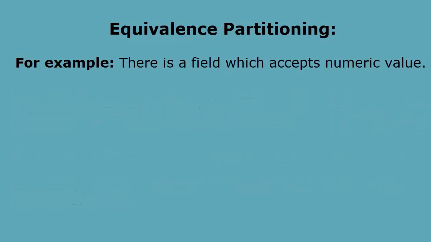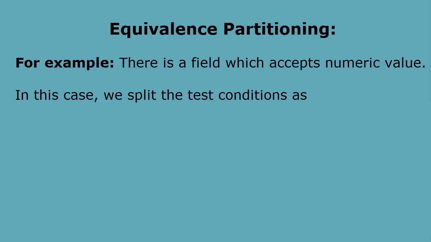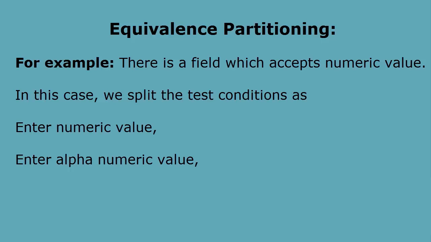For example, there is a field which accepts numeric value. In this case, we split the test conditions as enter numeric value, enter alphanumeric value, enter alphabets, and so on. We need to test only one condition from each partition. This is because we are assuming that all the conditions in one partition work in the same manner. If one condition in a partition works, then all the conditions in that partition will work. As I mentioned earlier, we will see in detail and practical examples on this in the next video.